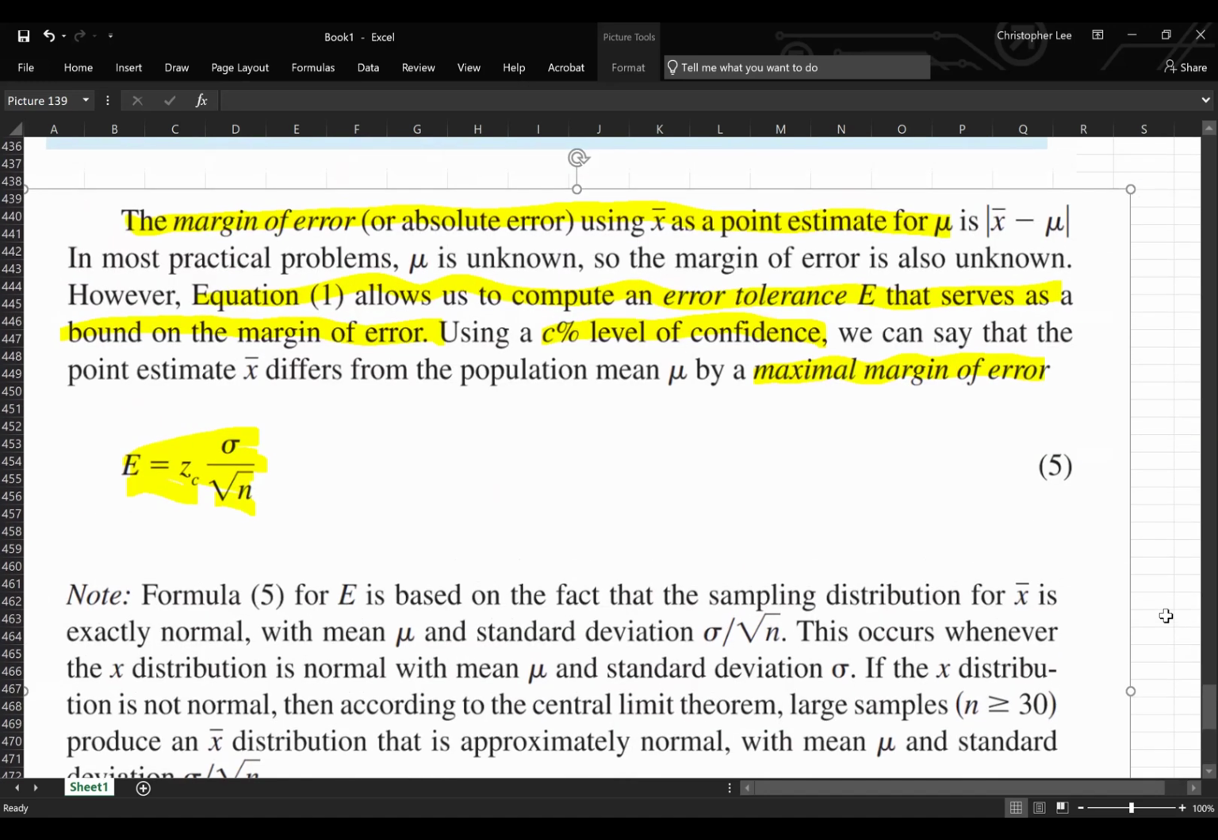All right, so the margin of error, or absolute error, using the sample mean as a point estimate for mu is the absolute value of the sample mean minus mu. In most practical problems, mu is unknown, so the margin of error is also unknown. However, equation one allows us to compute an error tolerance E that serves as a bound on the margin of error. So using the confidence level, or confidence percent, we can say that the point estimate x bar differs from the population mean mu by a maximal margin of error. Here's your margin of error formula. E is equal to z critical times sigma over the square root of n. This is on your formula sheet in chapter 8. You can take a look at it.